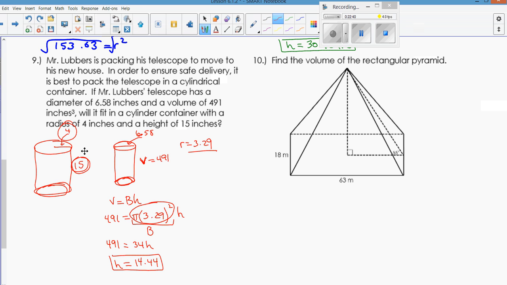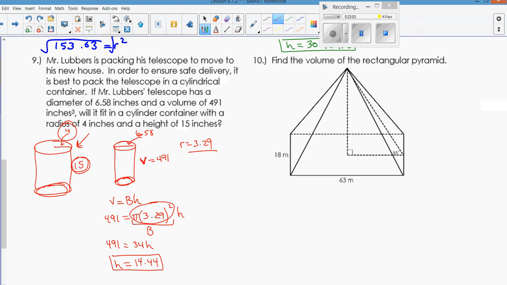Okay, be careful that you don't find the volume. You don't really want the volume of this figure because I could have a volume that fits number-wise, but if the height's too big, it still wouldn't fit inside of it. So you want to make sure that you find the height to justify your answer. Okay? Alright, the next one.